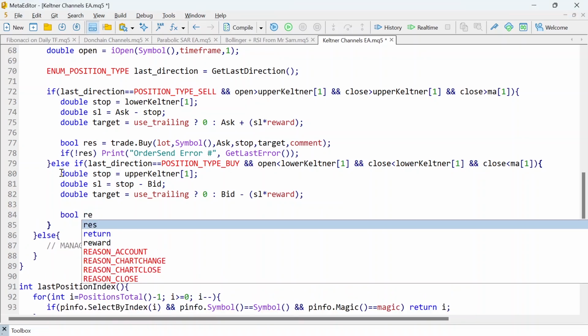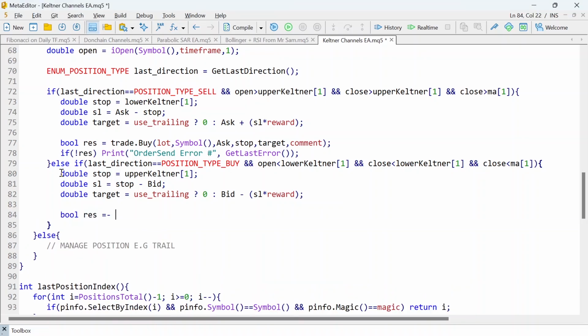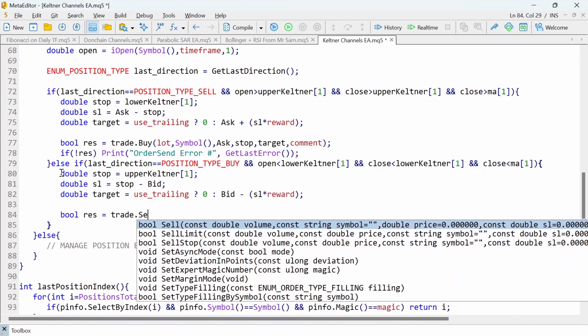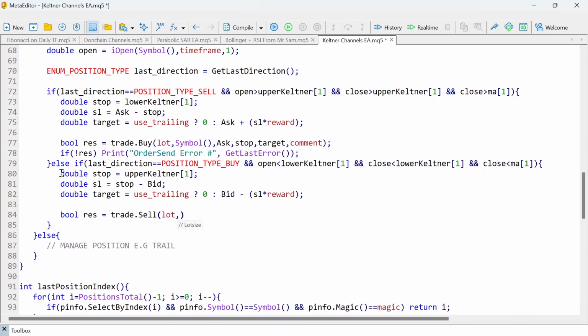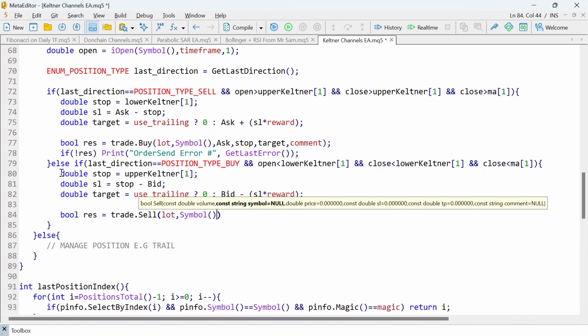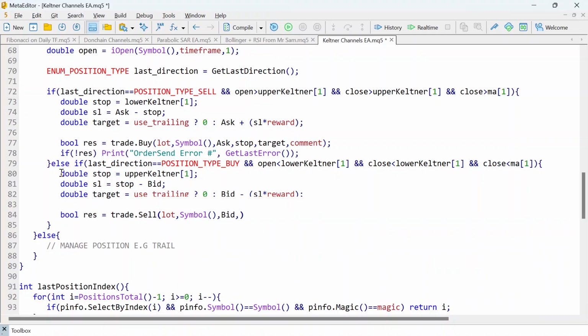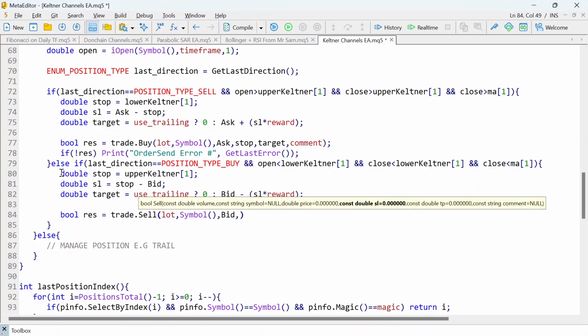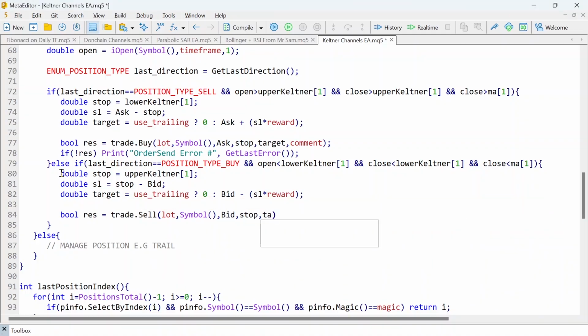Then please try to send out my sell trade using the lot size specified by the user for this chart symbol, and selling with the bid price. This should be the stop loss, this should be the target, and this should be the trade comment. And in the case where this is not successful, tell me the reason why it is not successful.